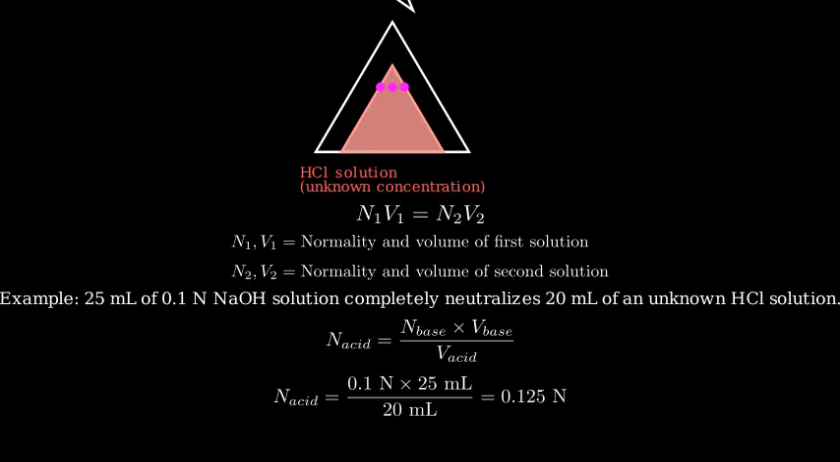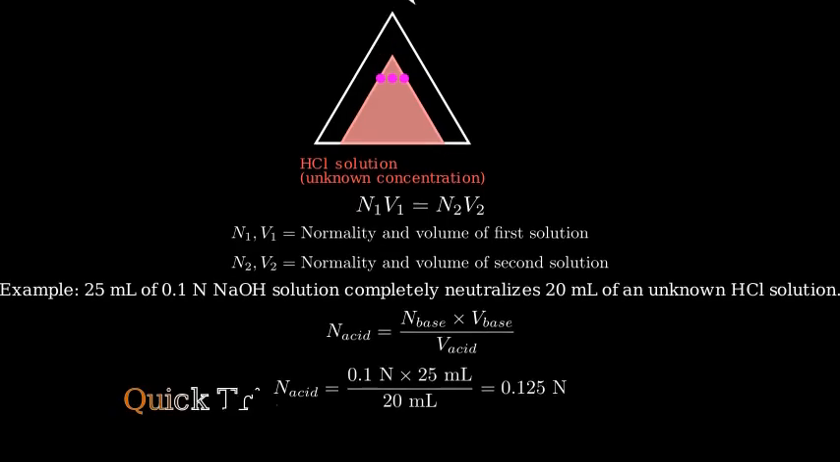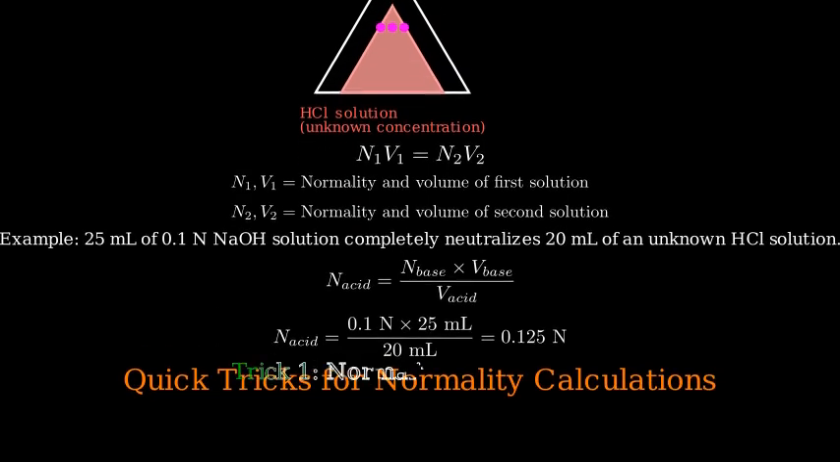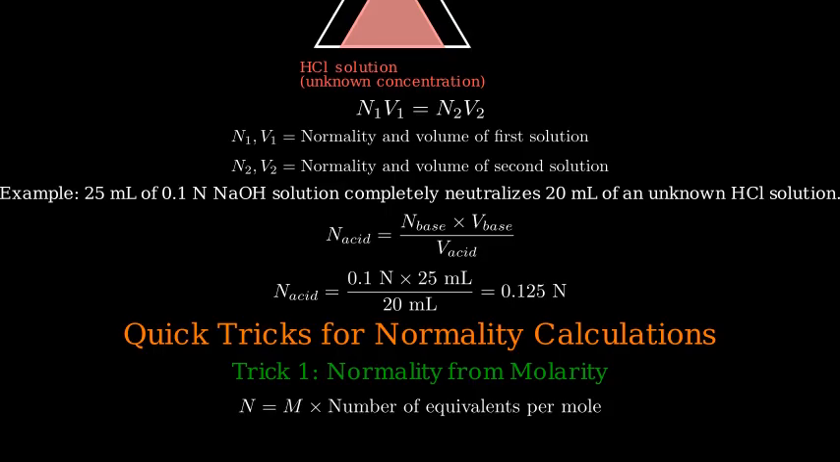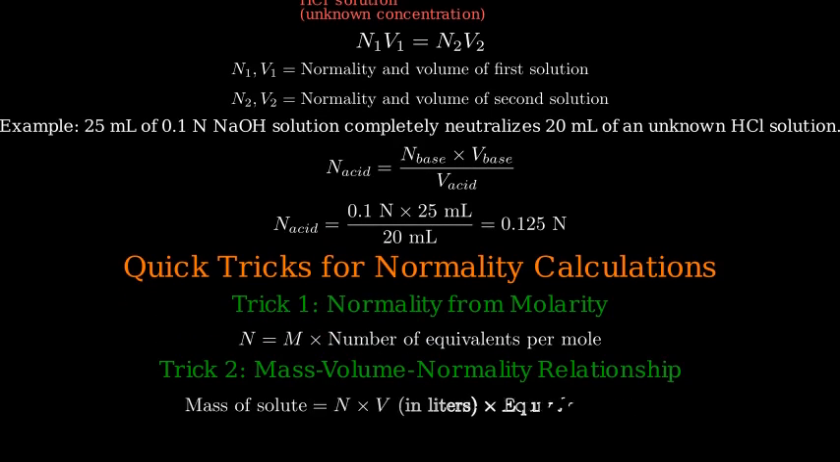Let's review some quick tricks for normality calculations. Trick 1. If you know the molarity and the number of equivalents per mole, you can quickly calculate normality using N equals M times number of equivalents per mole. Trick 2. To convert between masses, volumes, and normality, use mass of solute equals normality times volume in liters times equivalent weight.